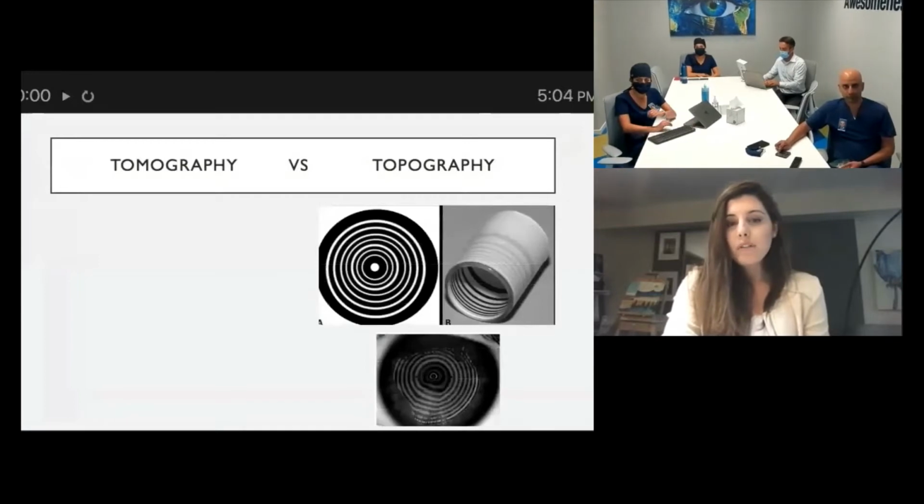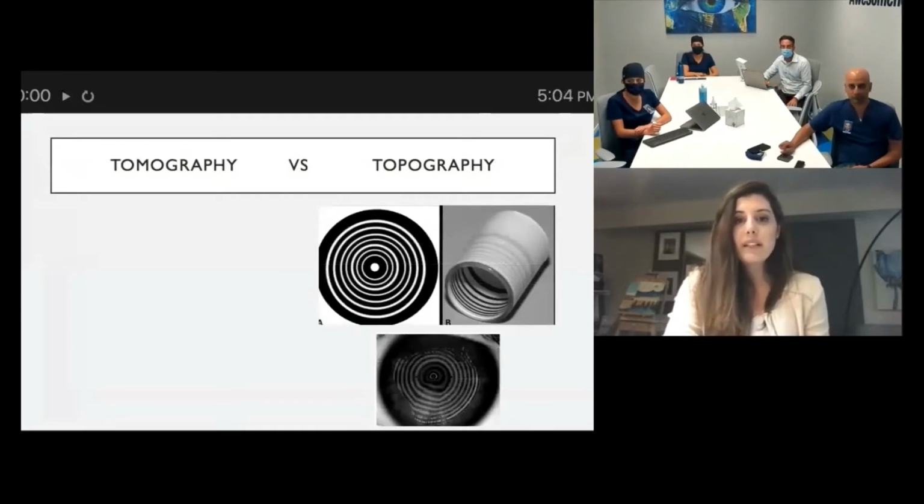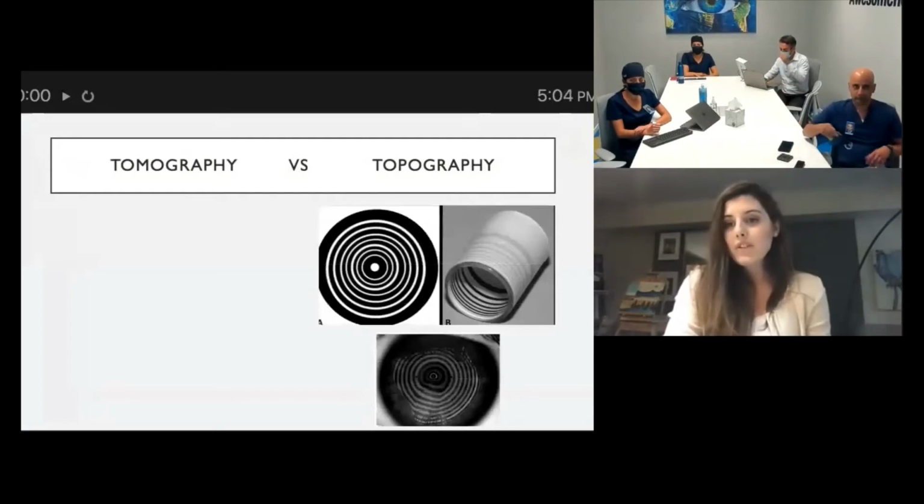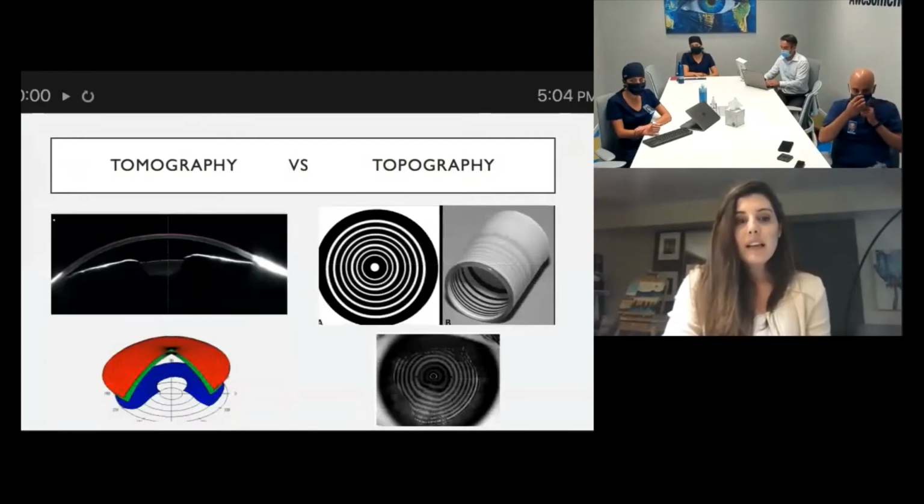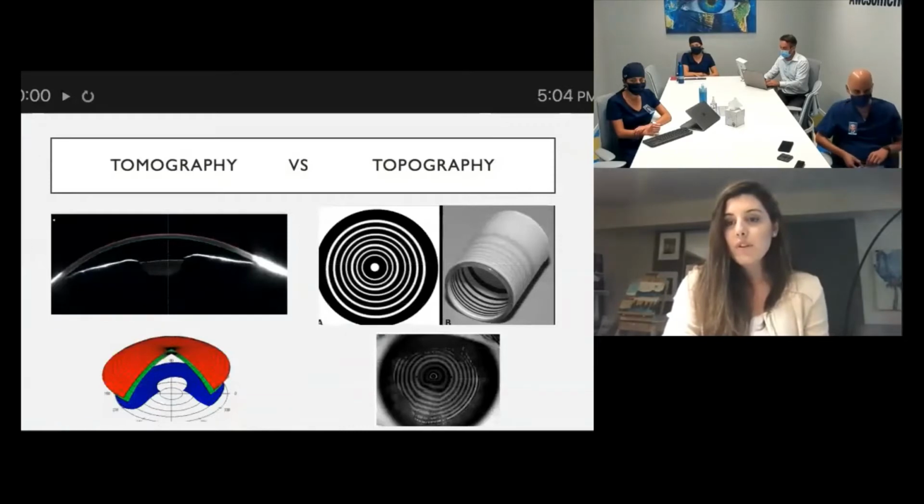And as we all know, the basic difference is in how much each technology can visualize the posterior curvature. The topography, most commonly, is based on Placido disc, but could also be on interferometry. It usually only measures the anterior curvature of the cornea, which means it's limited in its depth inside the eye, and it's limited in the posterior corneal evaluation, which we can get a look at using tomography techniques.